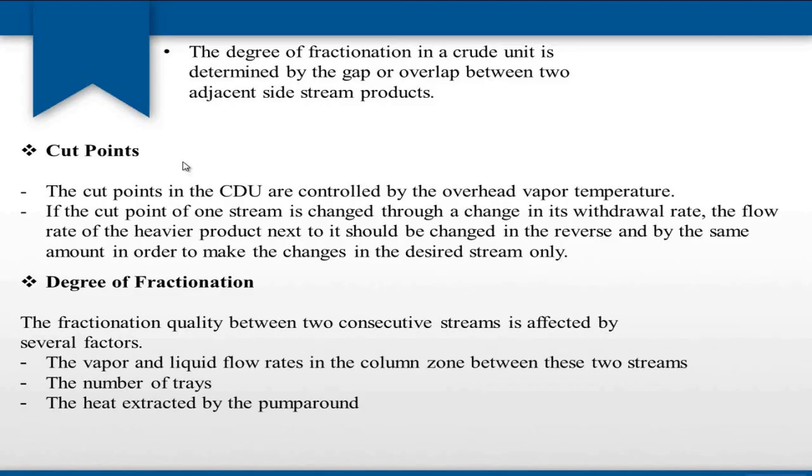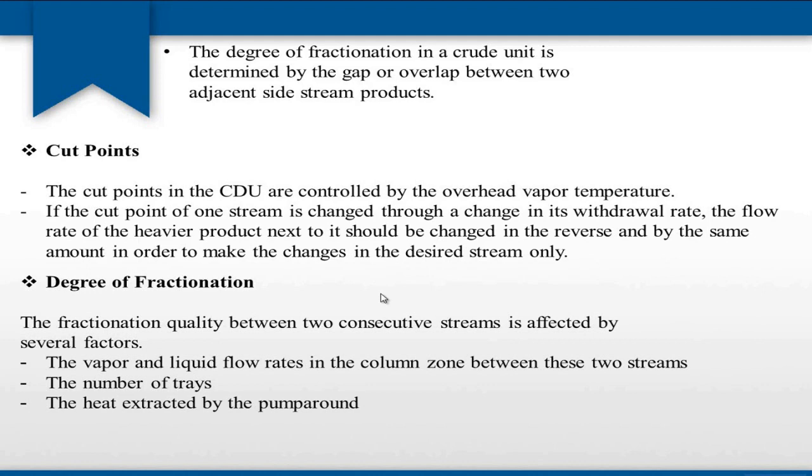For example, in general, the cut points in the crude distillation column are controlled by the overhead vapor temperature, and whenever we change the draw off rate of the product, it will affect the cut point of the heavier products below. For example, if I lower the kerosene flow rate, it will lower the end point, and that will affect the initial cut point of the light gas oil and heavy gas oil.